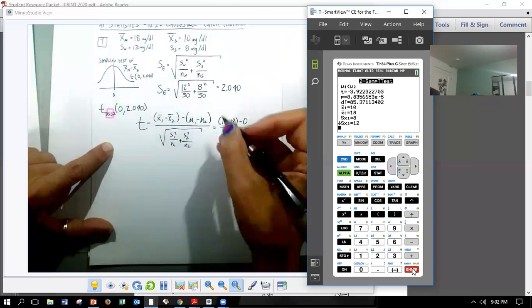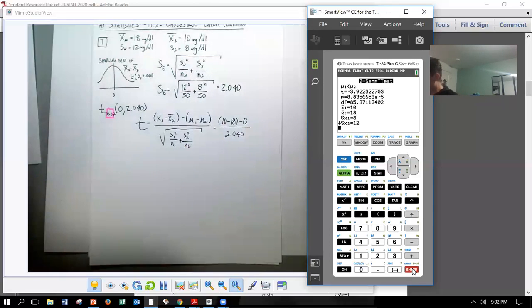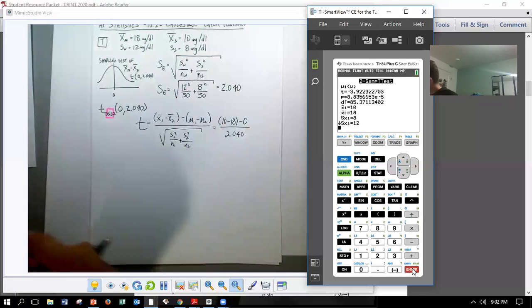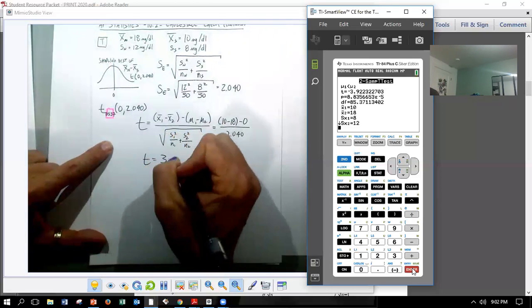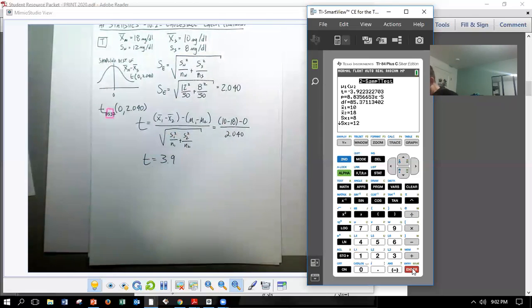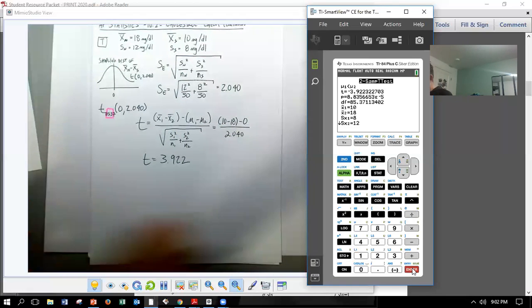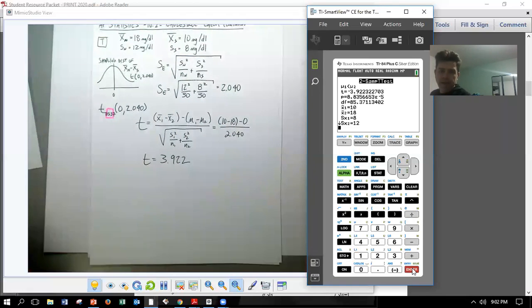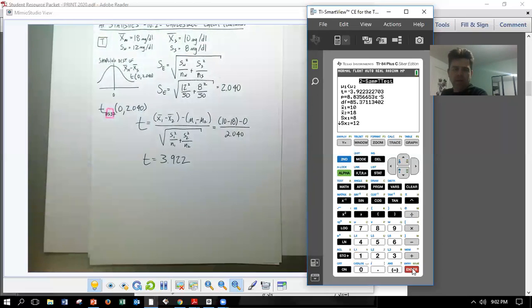And we can see from up here that this is going to be about 2.040, right? So we have the claim, and we get that t is equal to about 3.922, okay? And where did we see that before? Well, we see that in our calculator here. Now, if you take a look at it and you do the 10.98 and the 0, you're like, oh, that's interesting.